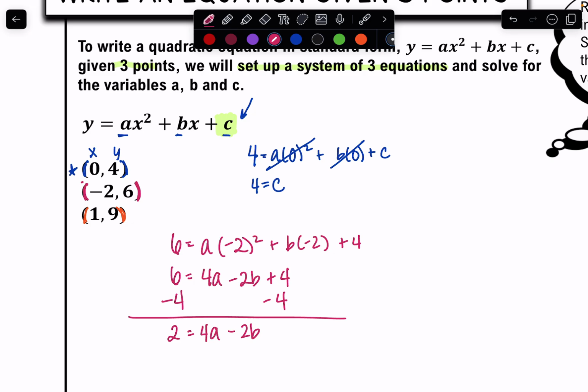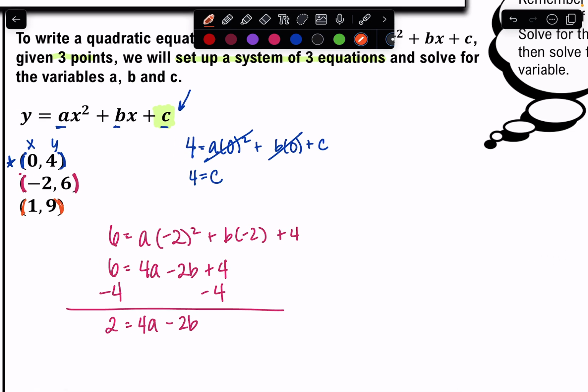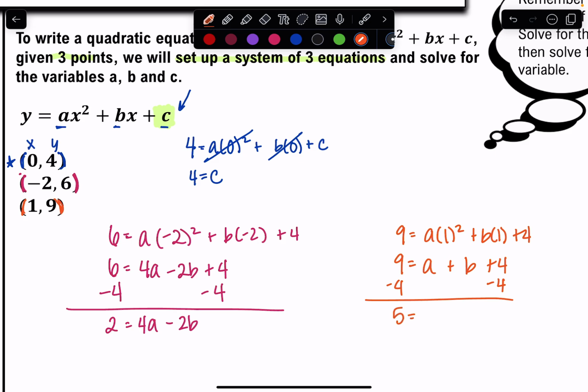And so this is a good place to stop here. I have an unknown a value and an unknown b value. But thankfully I have one more ordered pair that I can try: 1, 9. So every time I see y, I'm going to replace that with 9. I get a times my x, which is now 1 squared, plus b times 1 plus 4. So if I clean this up, we get 9 equals 1 squared is 1, 1 times a is a, 1 times b is b, plus 4. We can subtract 4. So my new equation from my ordered pair 1, 9 becomes 5 equals a plus b.